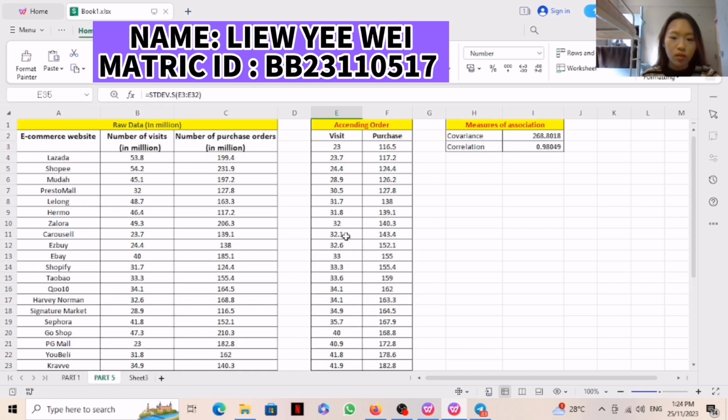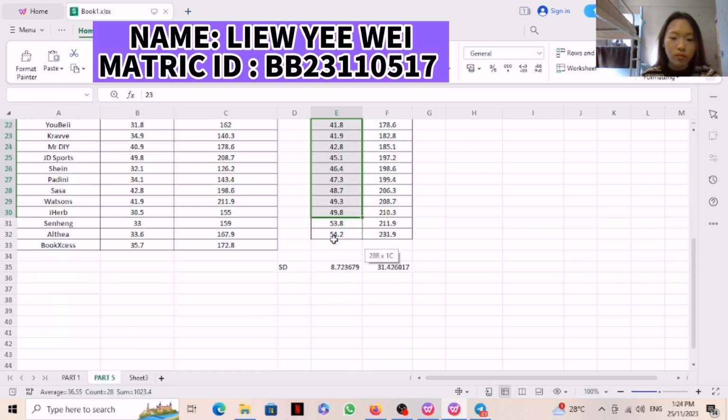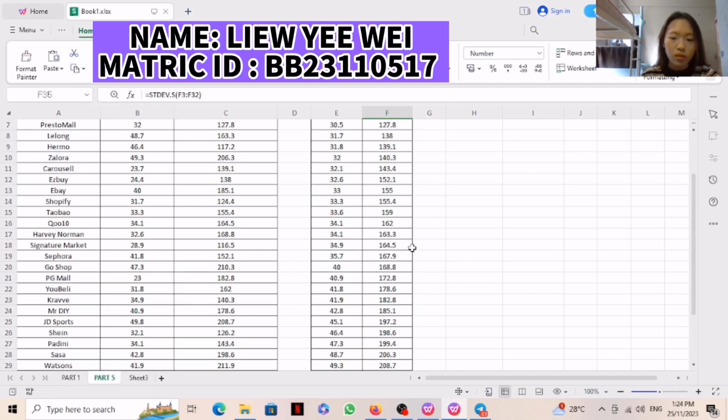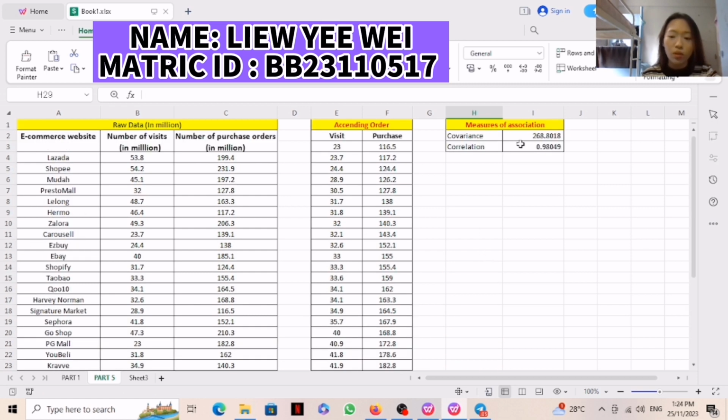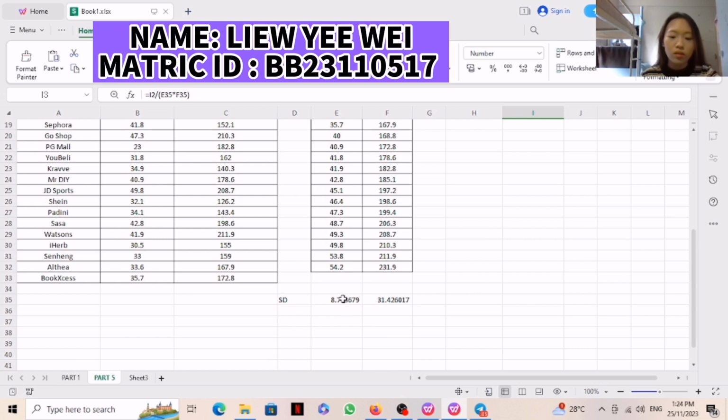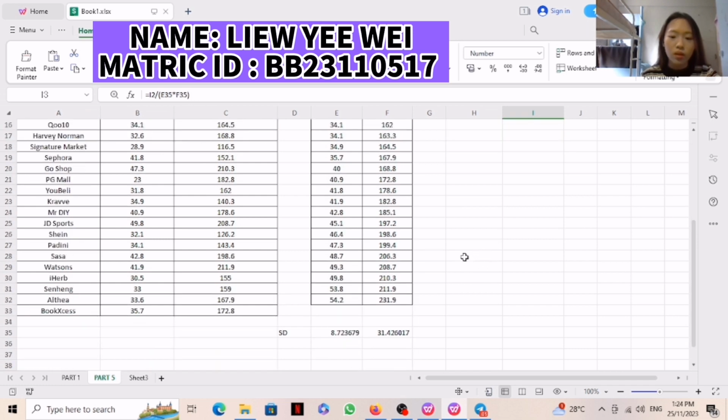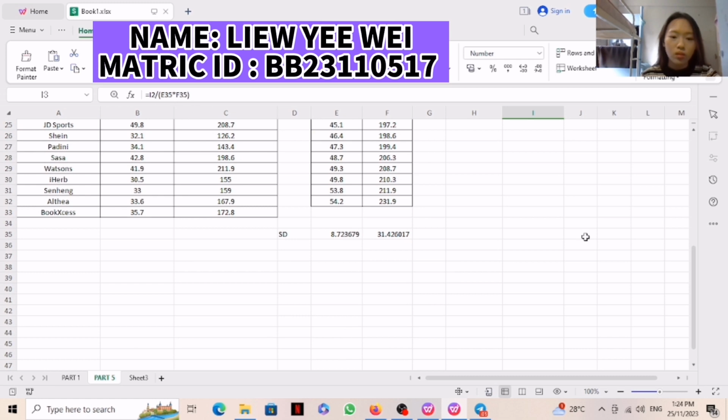This number comes from here, and this number comes from here. We can get the correlation by dividing the covariance by the product of the standard deviations of both metrics. This multiplied by this, divided into the covariance.